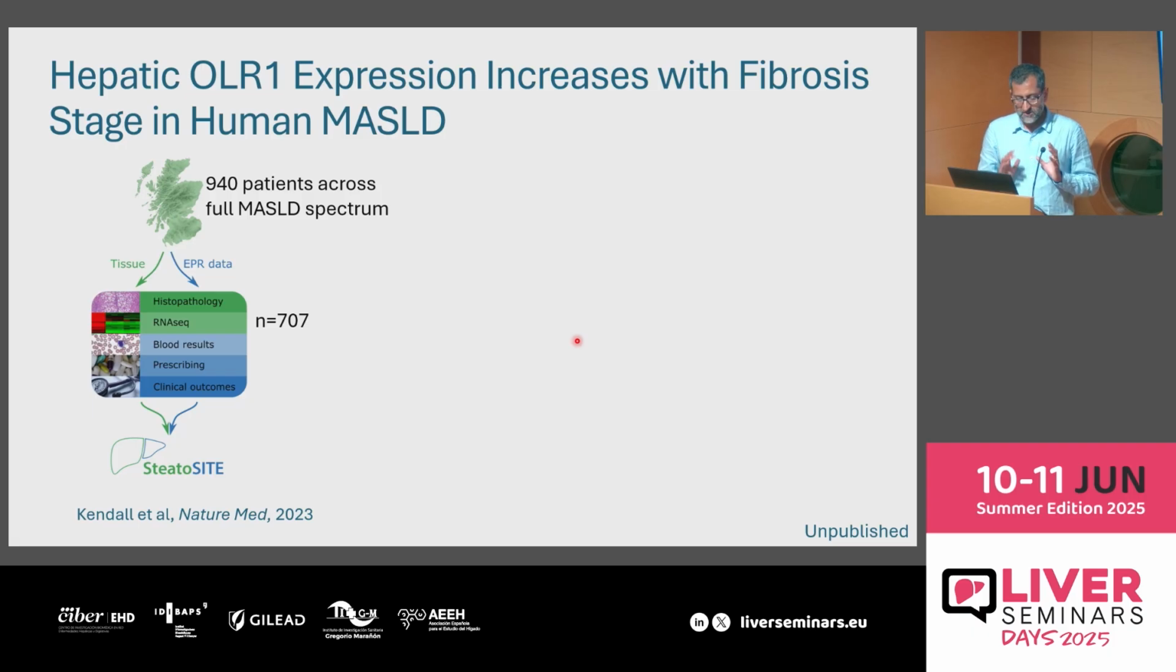So what we did was we went to the steatocyte dataset, which is a dataset generated by my colleagues in Edinburgh, Jonathan Fallowfield and Tim Kendall. They had this dataset from 940 patients with MASLD from around Scotland, and they had liver biopsy tissue, histology and electronic health records. And on 700 of those patients, or 707, they also had bulk RNA sequencing from the liver biopsy tissue.